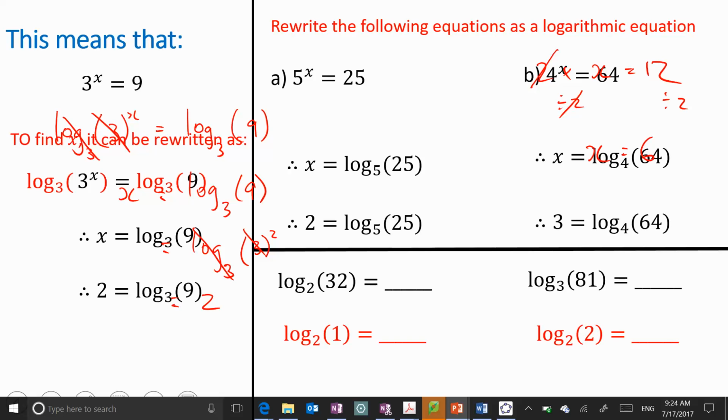Let's have a look at these ones here. These are some of your common values.